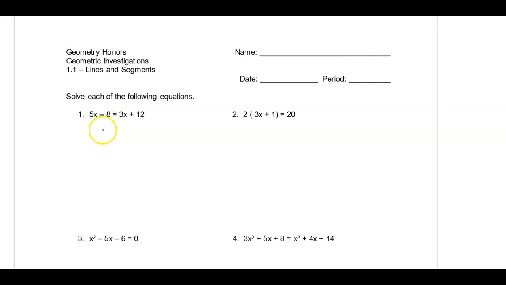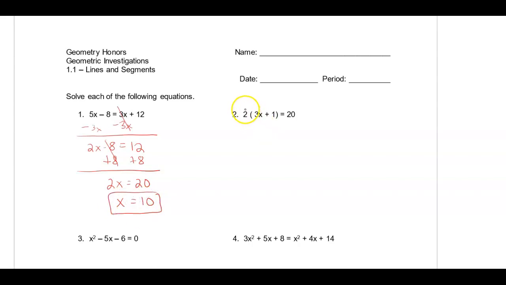For section 1.1, we're going to have to remember how to solve equations and factor, so we're going to practice a little bit of that to begin with. In the first example, I have x terms on both sides of the equation, so I'm going to subtract 3x from both sides. That'll give me 2x minus 8 on the left, and then I'm just left with 12 on the right. Add 8 to both sides, and we get 2x equals 20. Divide by 2, and we get x equals 10.